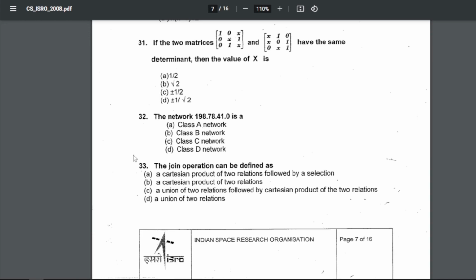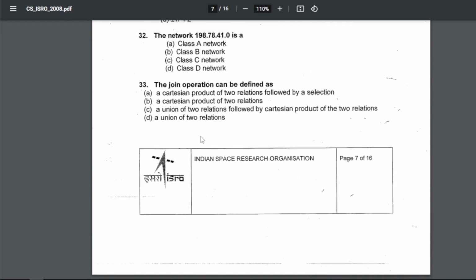So the range of the first octet should be one of the following: class A belongs to 0 to 126, right? 127 is reserved. Then class B is for 128 to 191. Class C goes from 192 to 223. Class D goes from 224 to 239, and class E finally goes from 240 to 255. So if we check this range, it falls under a class C IP address.